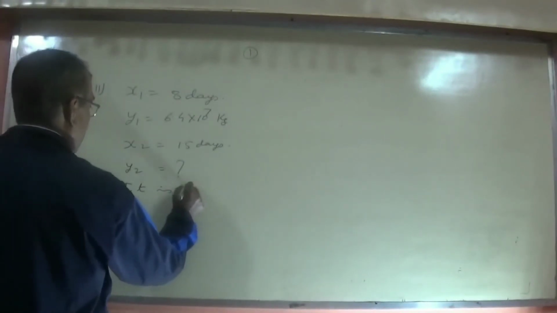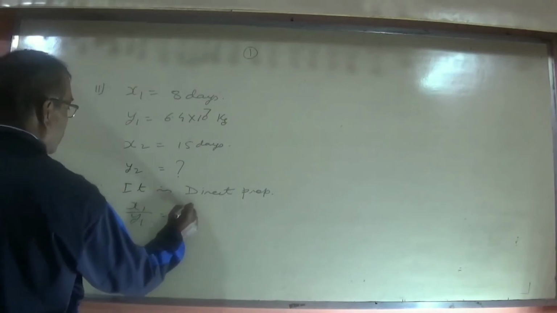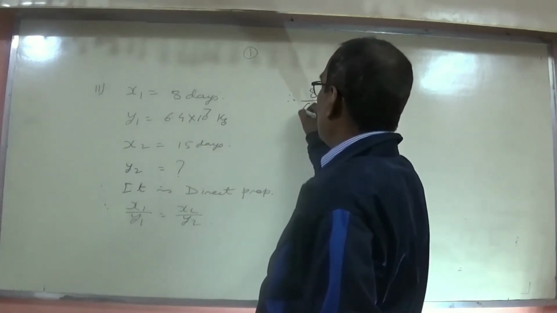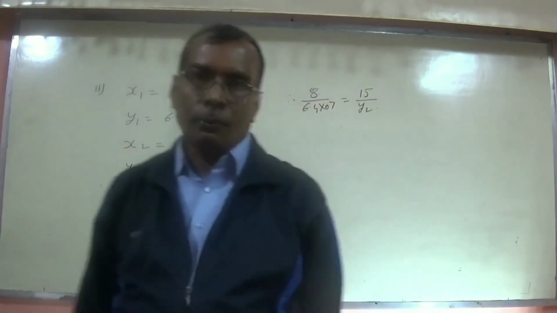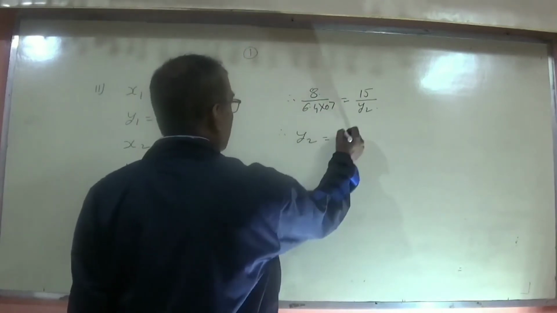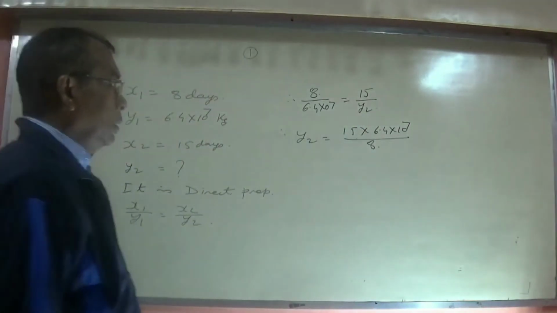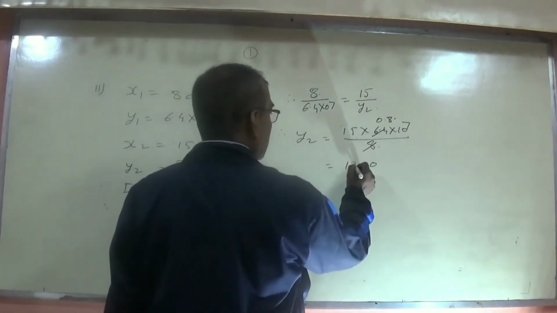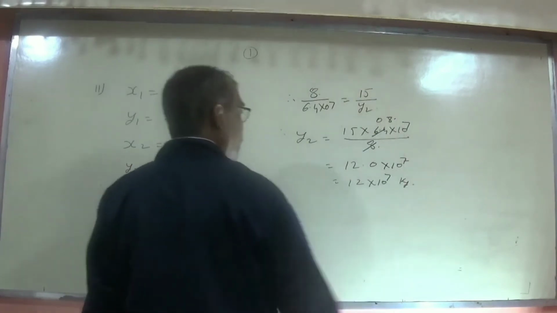Since it is direct proportion, x1 by y1 is equal to x2 by y2. So x1 is 8, y1 is 6.4 into 10 to the power 7, equal to x2 which is 15, and y2 you have to find. After cross multiplication, find the value of y2: 15 into 6.4 into 10 to the power 7 by 8. 8 8s are 64, 5 8s are 40, which gives 12.0 into 10 to the power 7. That is, you can say 12 into 10 to the power 7 kilogram of dust the earth will accumulate.